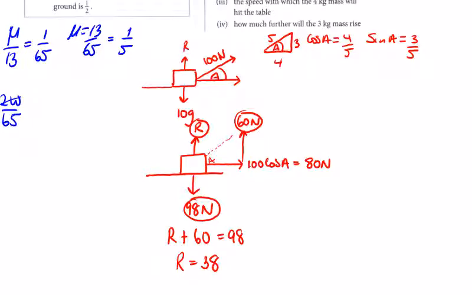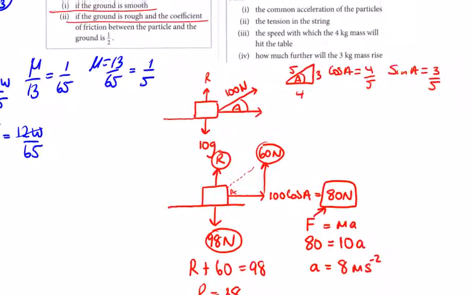And my resultant force, well, there's only one going to the right, which is my 80 N. So that's my F. So F is equal to MA. Its mass was 10. So 80 is equal to 10 times A. So my acceleration is 8 meters per second squared. So that's it when there's no mu involved.